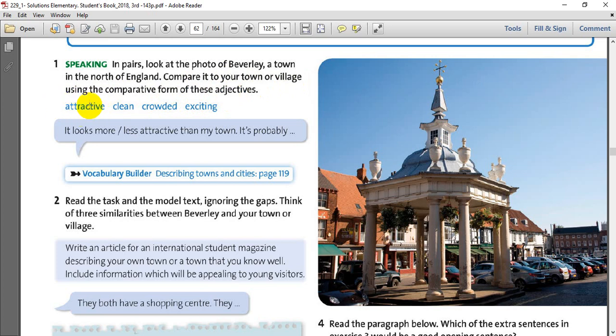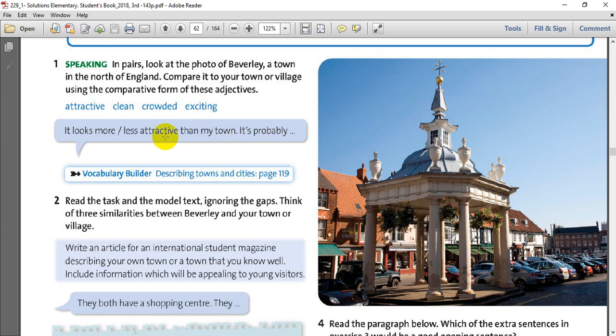Attractive, clean, crowded, exciting. Attractive. Look here, we have an example. It looks more or less attractive than my town.